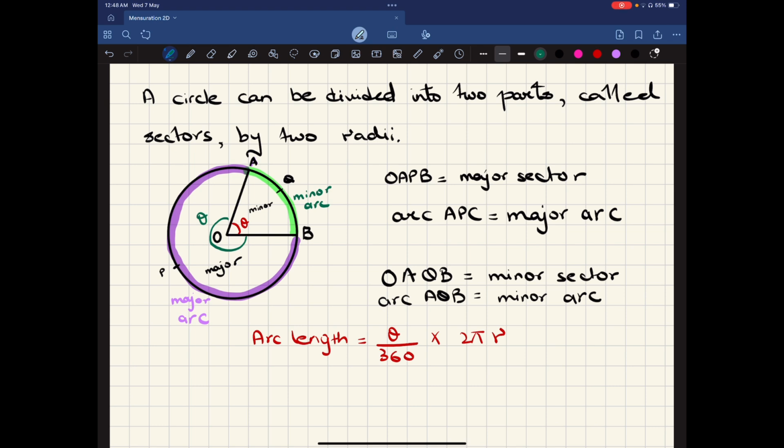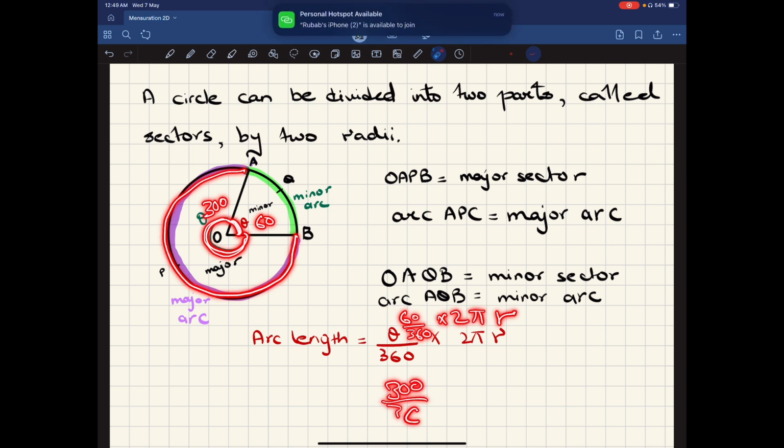Okay, and how are we going to calculate this major theta? For example, say this angle is 60, and we know that the entire thing is 360. So 360 minus 60 would give us 300. If they're asking us to find the minor arc, we substitute theta equal to 60, so it's going to be 60 over 360 into 2 pi r. If they're asking us to calculate the major arc, we use 300 as the value of theta, so 300 over 360 into 2 pi r.